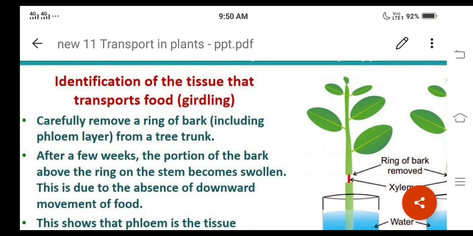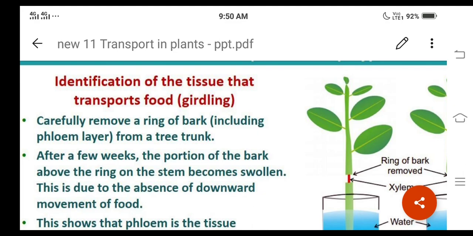And here, what we are going to do is, on the trunk of a tree, a ring of bark up to a depth of the phloem layer is carefully removed. Remember, this narrow ring of bark consists of tissues like phloem, cortex and cork, right?